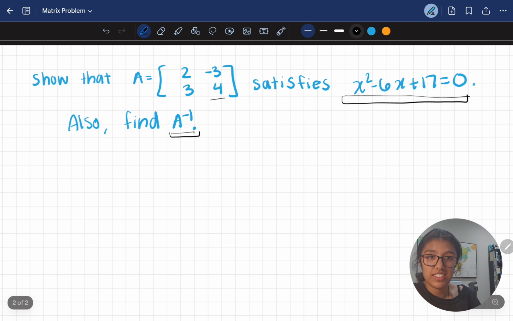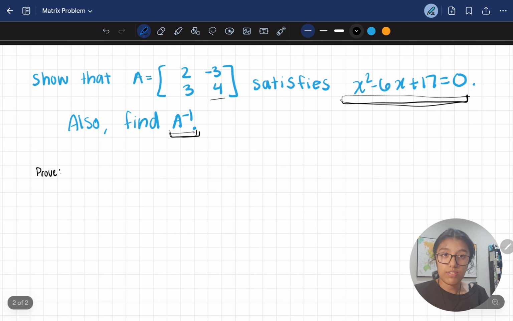So personally, I like to get the hard part over with. I like to get the proving part over with because usually that takes a few more steps than just finding an inverse of a matrix. And this is a pretty simple problem. It's just a 2x2 matrix, so finding the inverse shouldn't be too difficult. So first, let us prove this part right over here. So let us do the proving part first.